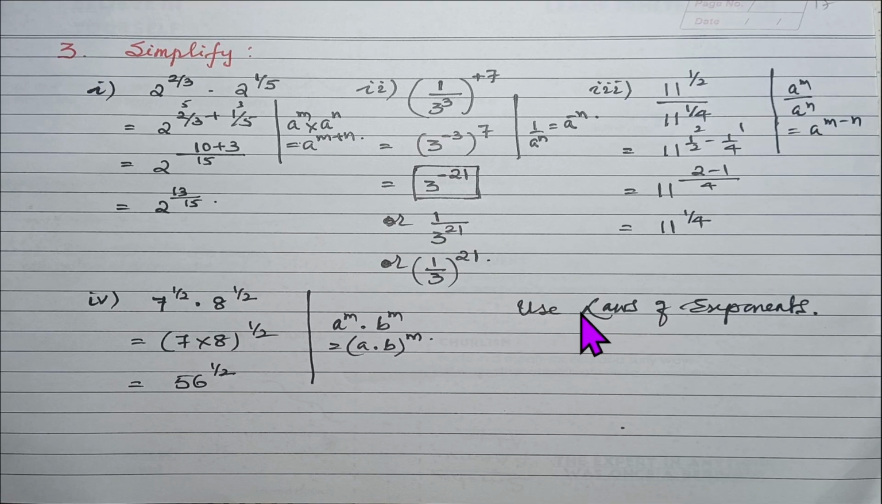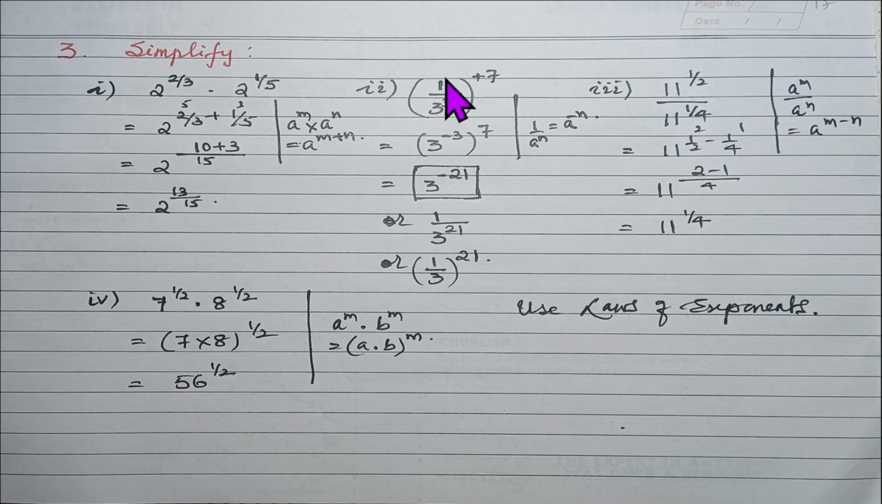So, the next is example number 3, we have to simplify 2 raised to 2 by 3 into 2 raised to 1 by 5. The base is the same, so we can add the powers by using the law of exponents, that is a raised to m into a raised to n is a raised to m plus n. Taking LCM 15, 5 3s are 15, that is 10 plus 3 by 15, so 2 raised to 13 by 15.